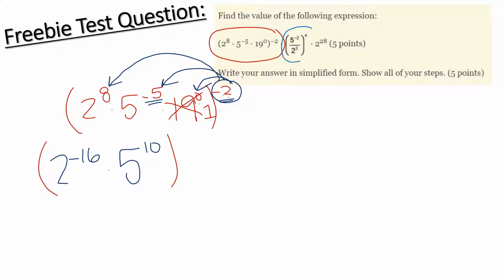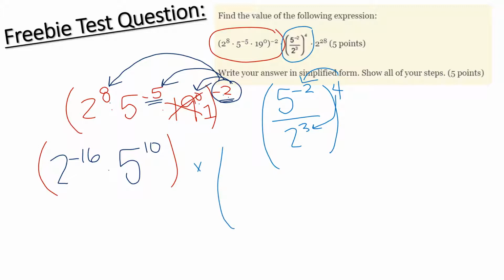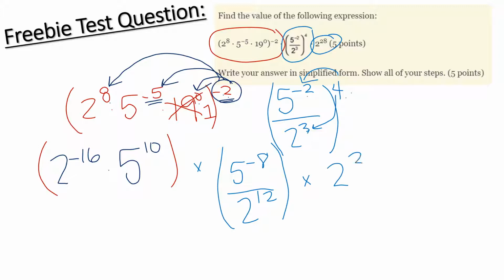And the next section is the next one. So I'm going to write that one down. So 5 to the negative 2, 2 to the 3rd, all raised to the 4th. And from here, when I solve it again, I'm going to distribute those powers. So that's going to give me 5 to the negative 8, so it's negative 2 times 4, all over 2 to the 12th, and this is 3 times 4, which is 12. It's just multiplying those powers. And then I'm just going to write the last one down, which is 2 to the 28th.